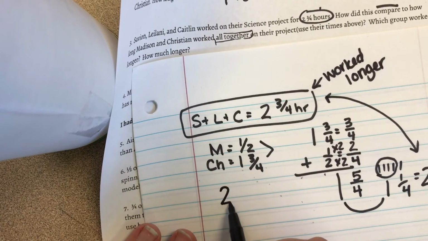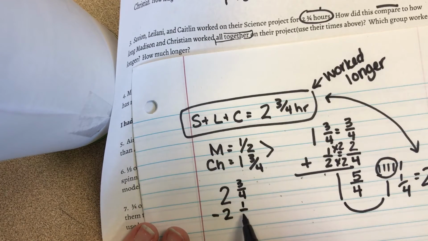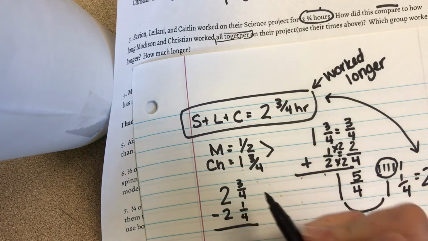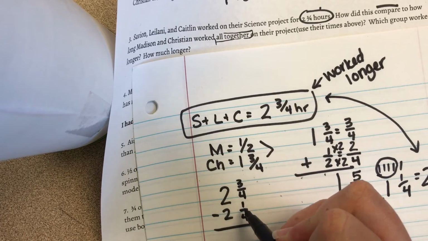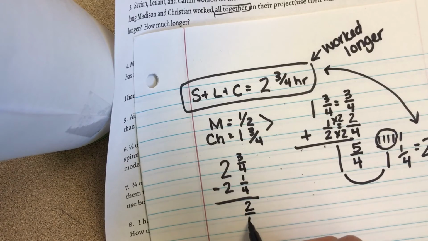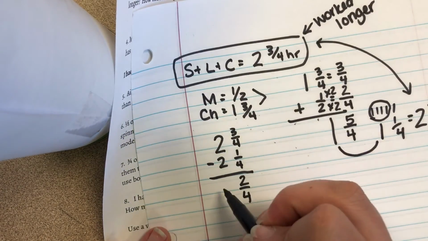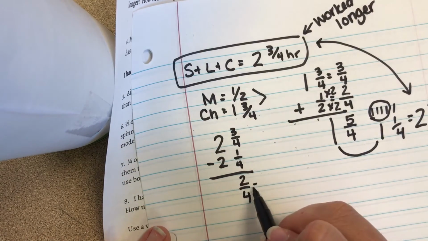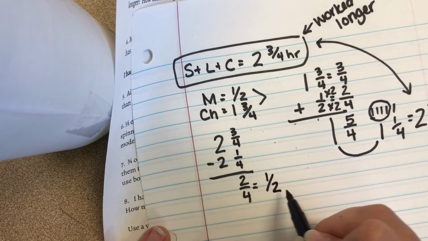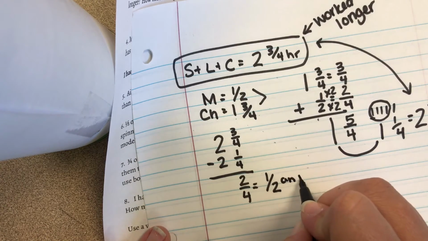So I have to take 2 3/4 minus 2 1/4. 3/4 minus 1/4 is 2/4. 2 minus 2, 0. 2/4 can also be written as half. Half an hour.